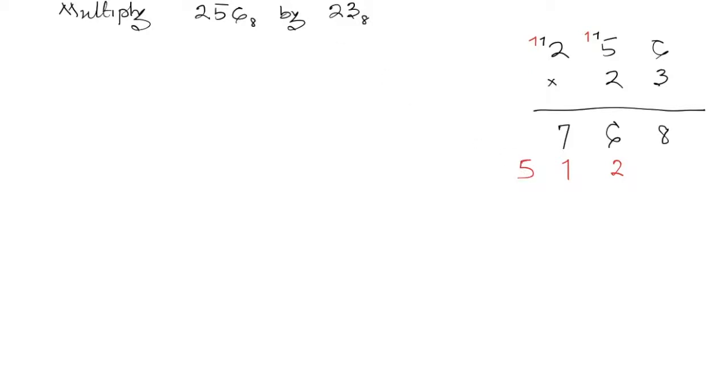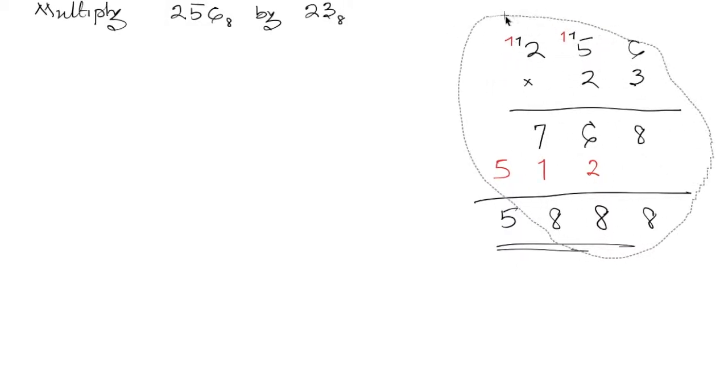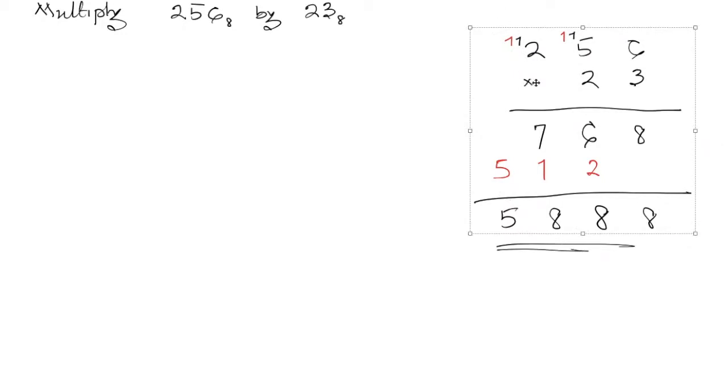And then we add up everything. Now, here is 8. Here is 8. Here is 8 as well. And this is 5. So 256 multiplied by 23 in base 10 is 588. Easy peasy. Now we're going to be doing the same thing when we're multiplying in other bases as well, such as the one we're going to be doing now in base 8.